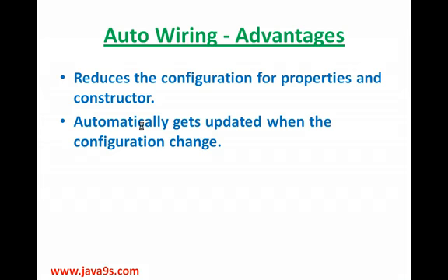The advantage of Spring autowiring is that it reduces the configuration that is needed for the properties and constructor arguments of a bean. And once a type or some other bean is updated, Spring autowiring will automatically get updated. So we don't need to explicitly mention the references again, because it is automatically wired.